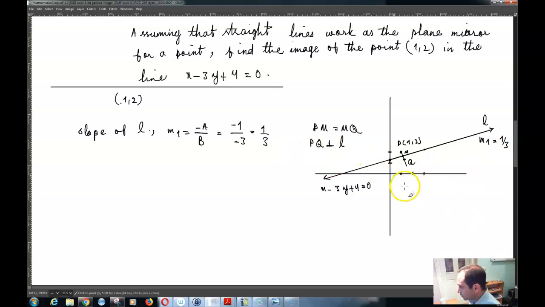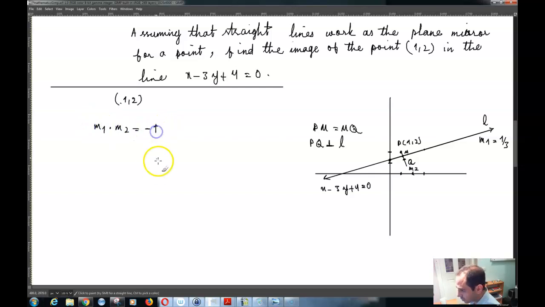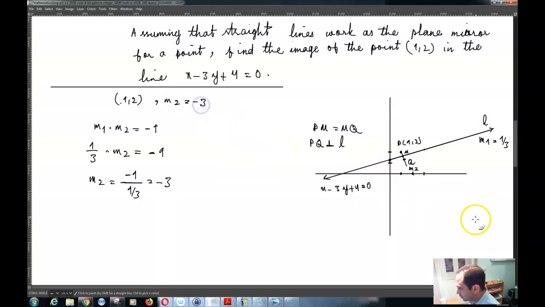Now, if I call the slope of this line PQ as m2, then I can write m1 times m2 is equal to negative 1 because they are perpendicular. Now m1 is equal to 1/3 and m2 is what we want to find, and the product of them is negative 1. So that means that m2 is equal to negative 1 over 1/3, which is equal to negative 3. So m2 is equal to negative 3.